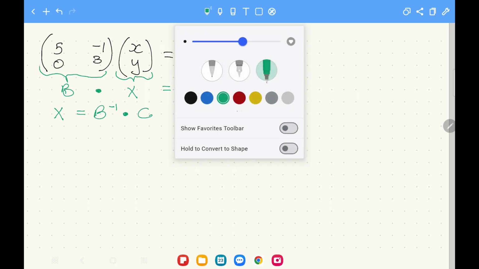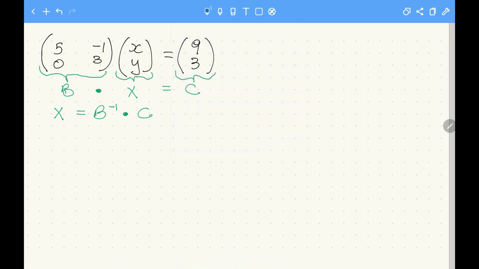Now, look at that matrix B. Does it look familiar? It should, because that's the matrix that we found the inverse of in the last question. So let's do some substitution here. In place of X, I'll put the matrix x, y is equal to B inverse. The B inverse that we found in the last question was 1 over 15 of the matrix 3, 1, 0, 5. And that is going to be multiplied by 9, 3.